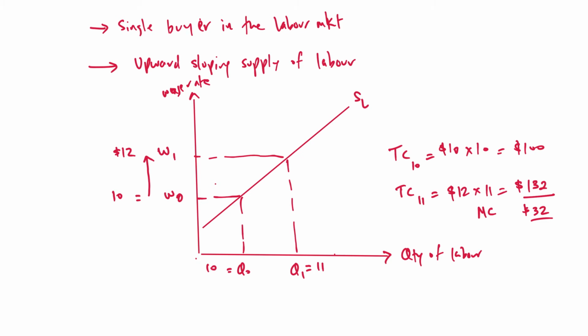You hired one person, but your marginal cost became 32. And the reason is simply that for the first 10 guys, you paid them $2 extra.